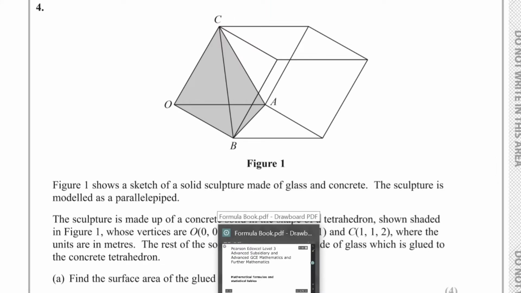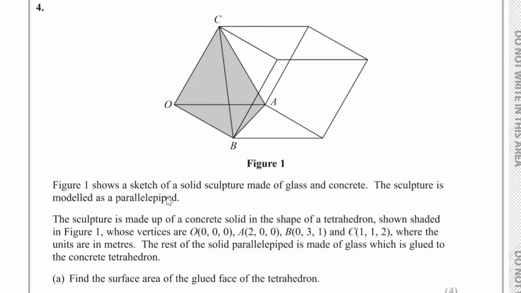We've got figure 1 over here, which shows a sketch of a solid sculpture made of glass and concrete, and the sculpture is modelled as a parallelepiped. The sculpture is made up of a concrete solid in the shape of a tetrahedron, shown shaded in figure 1, whose vertices are the origin, A with coordinates 2, 0, 0, B with coordinates 0, 3, 1, and C with coordinates 1, 1, 2, where the units are in meters. The rest of the solid parallelepiped is made of glass, which is glued to the concrete tetrahedron.